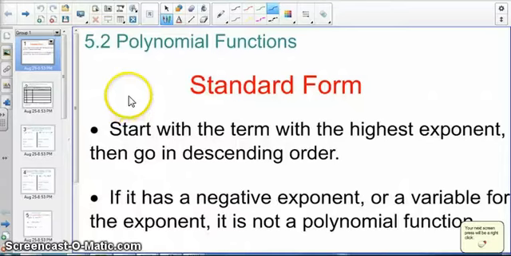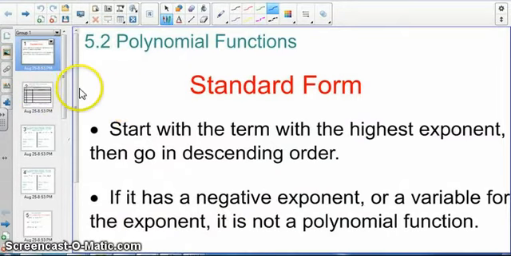Today we are going over polynomial functions with writing them in standard form, naming them, and combining them. Okay. So for standard form for a polynomial, we need to start with the term with the highest exponent, then go in descending order. So you write your terms in order from the highest exponent going to the lowest.